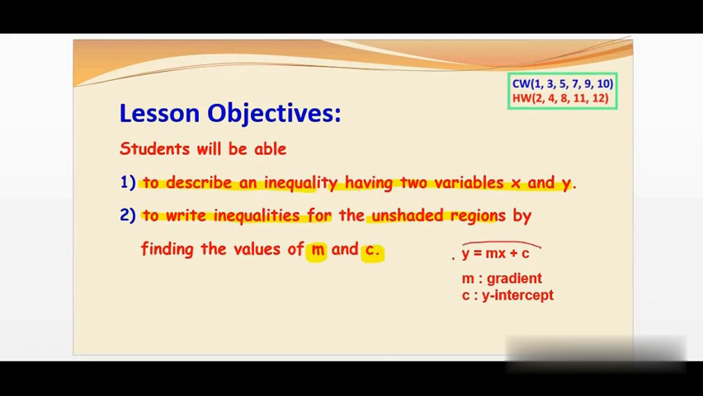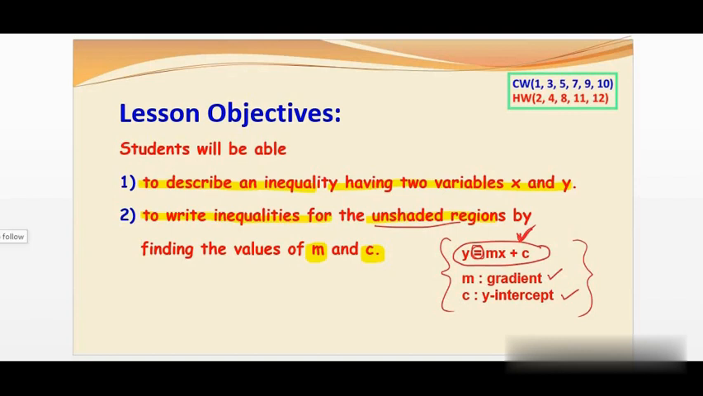First you will make the standard form of the equation, y is equal to mx plus c, where m is the gradient and c is the y-intercept, right? I will explain all this in detail with the help of an example, but right now I just want to give you an idea that y is equal to mx plus c. First we will make an equation of this type, and then by looking at the unshaded region we will change this equality sign into an inequality.